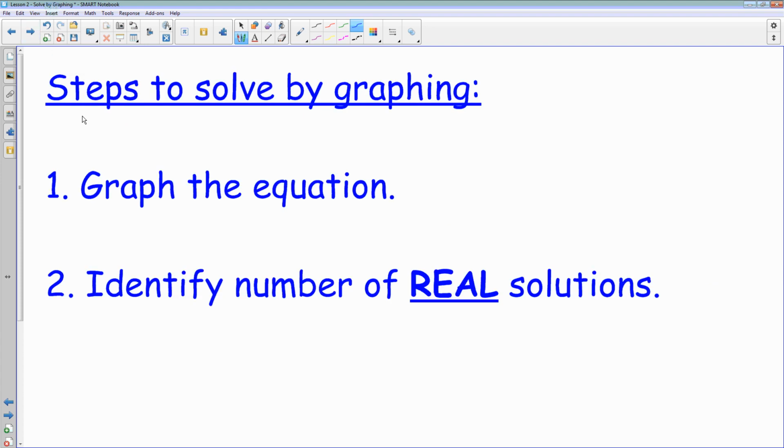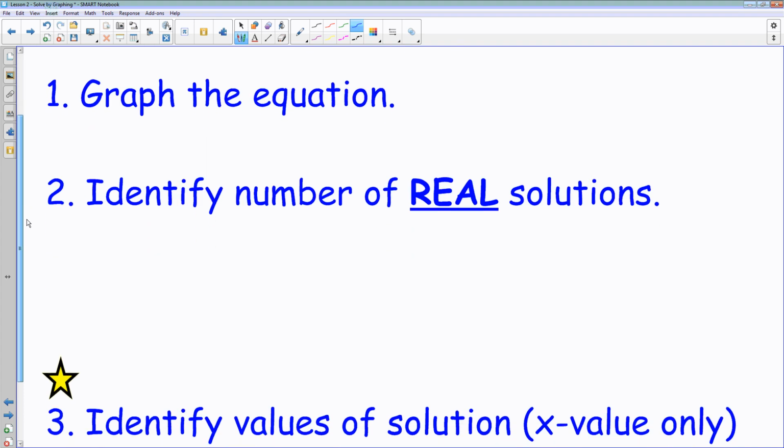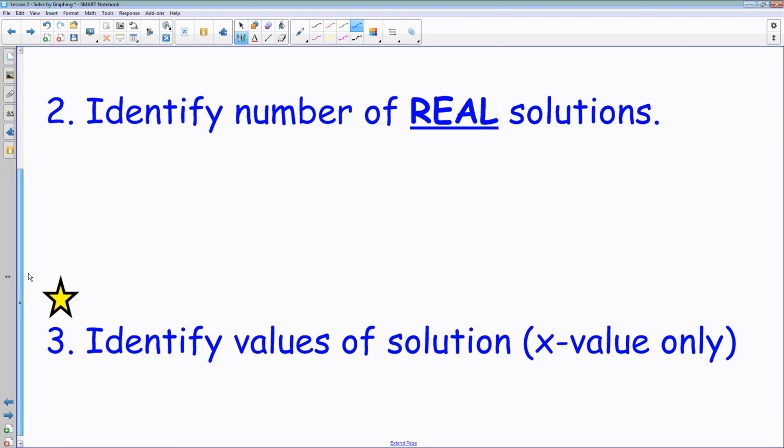So here's our steps for graphing. It's pretty simple. We're going to graph the equation. We're going to identify the number of real solutions, okay? And then we're going to identify the values of the solution, so just the x value only. So let's talk for a moment about identifying the number of real solutions. So we have 3 cases of what a quadratic could potentially look like.